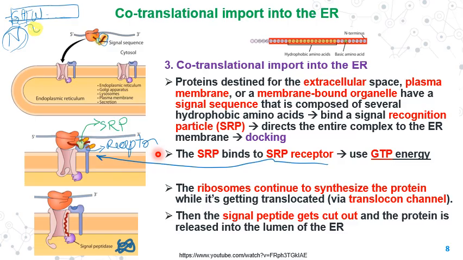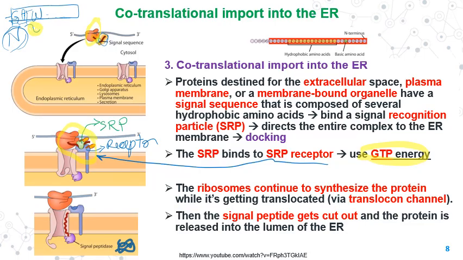Now, another piece of information here: when your recognition protein interacts with the receptor, it is going to use energy, as I mentioned, but here again, it's not going to be ATP. It's going to be GTP energy. Remember that during translation, your ribosome is also using GTP energy. GTP, not ATP. So GTP energy is used for bringing this thing here together.